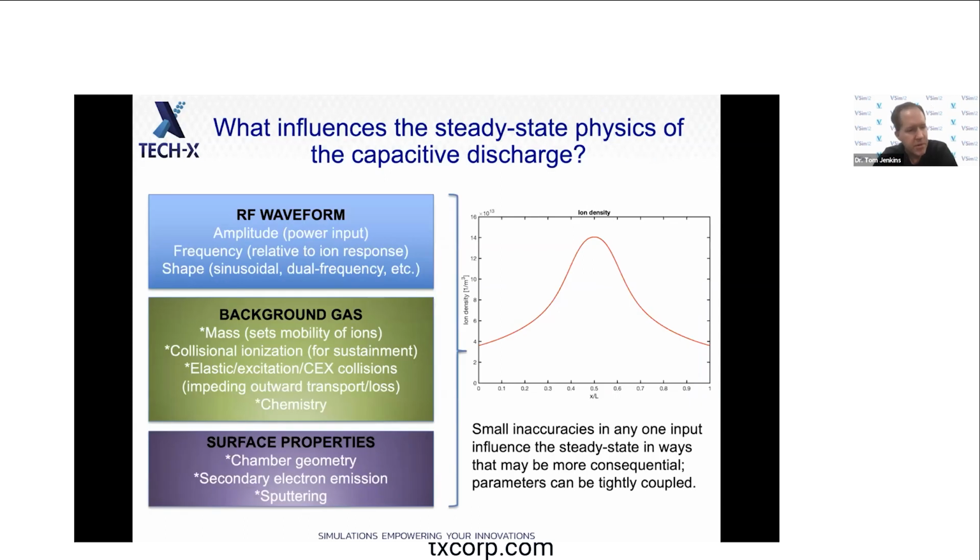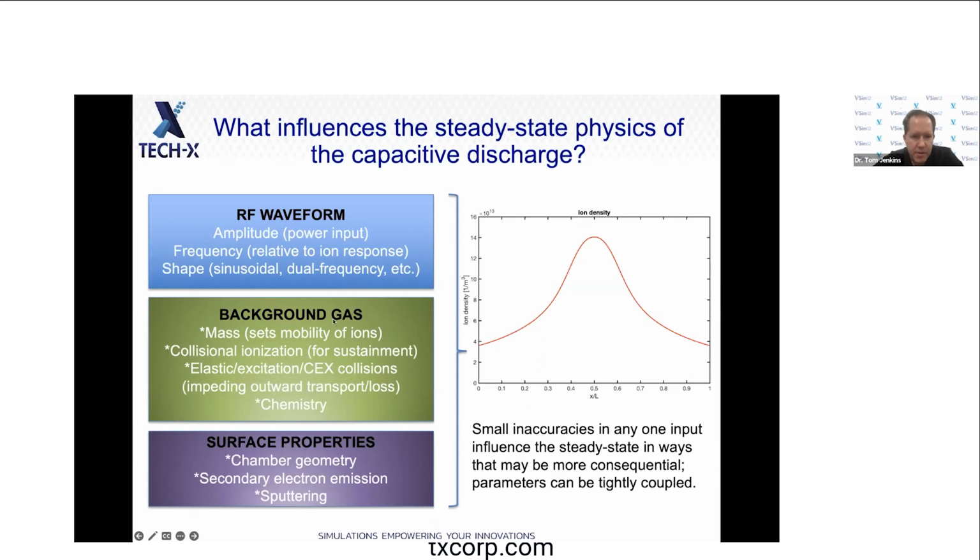So looking more generally now, what is it that sets the steady state physics of a capacitively coupled discharge? We've got a number of inputs. We've got how much RF power we're putting in, what frequency is it? Does that frequency compare with the ion response, plasma frequency and such? What is the shape of our waveform? People use dual frequency waveforms for tuning and sometimes more complicated waveform shapes as well.